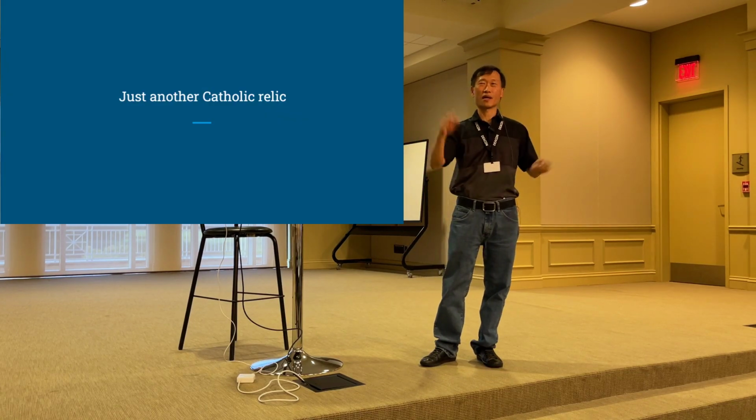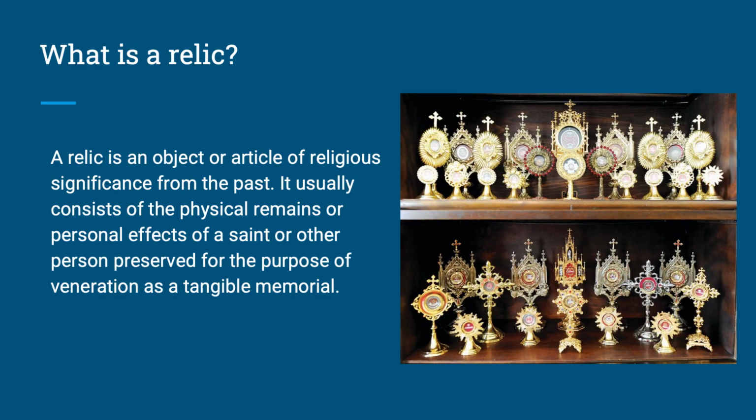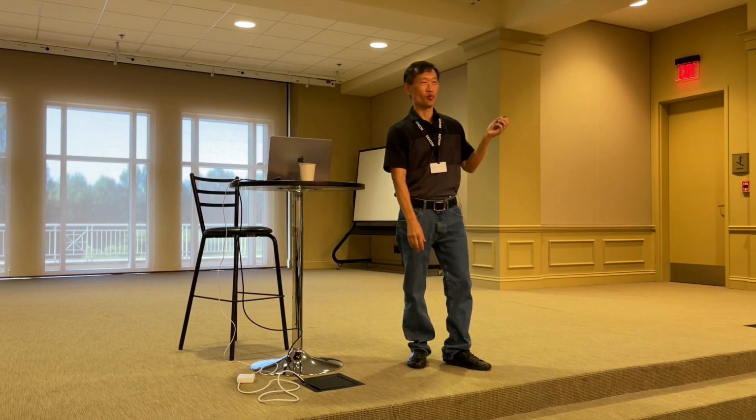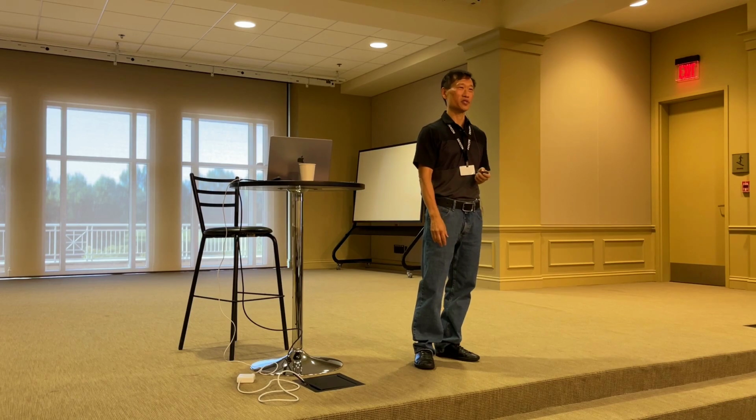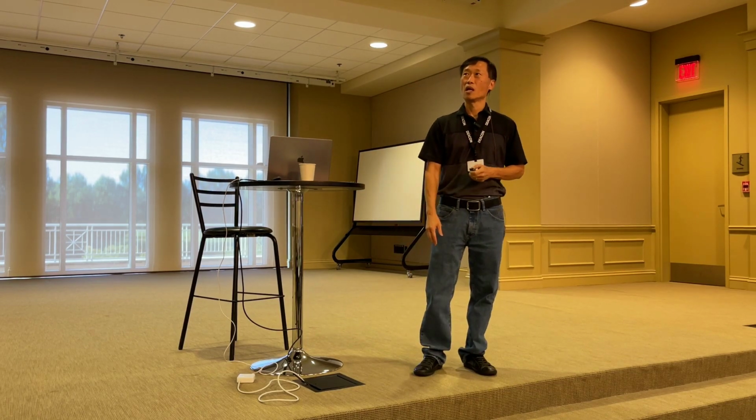Okay, it was just another Catholic relic. Okay, what is a relic? A relic is an object or article of religious significance from the past. It usually consists of the physical remains or personal effects of a saint or other person preserved for the purpose of veneration or a tangible memorial. Now, technically, the Shroud of Turin is not a relic. It doesn't really fit into this definition. Technically, it is an icon. It is an image, but we can call it either an icon or an image.